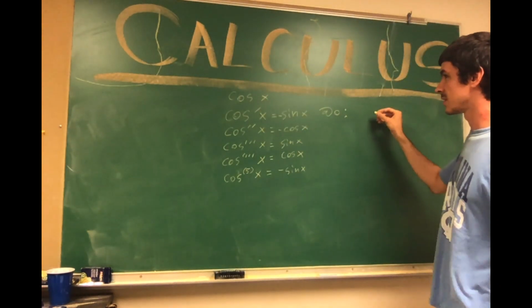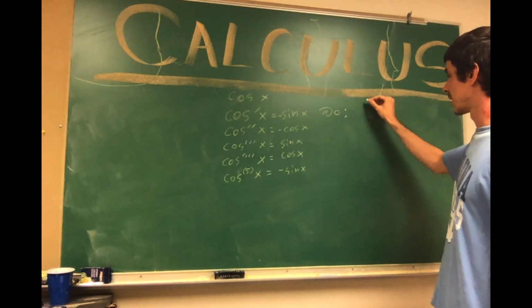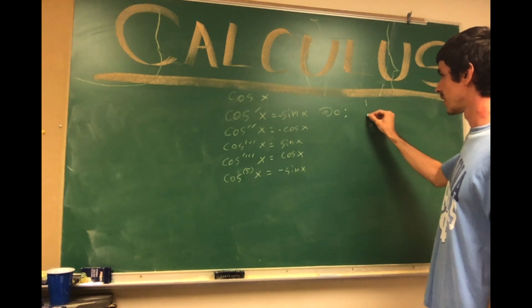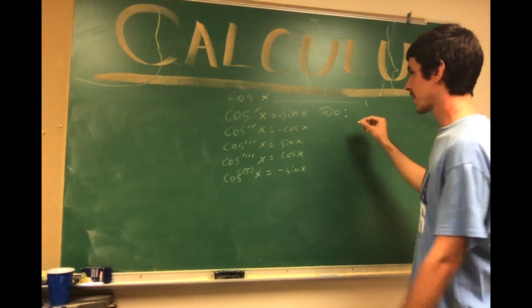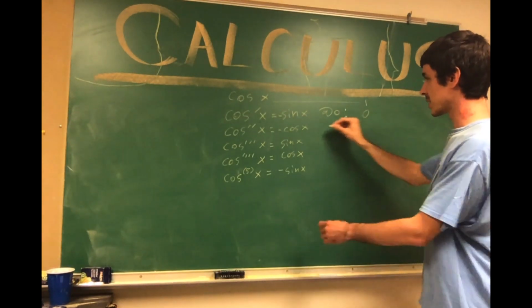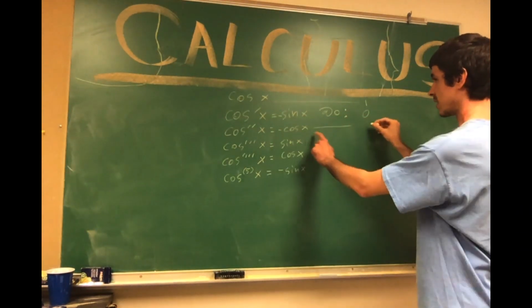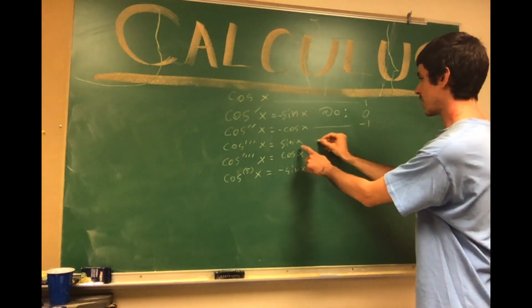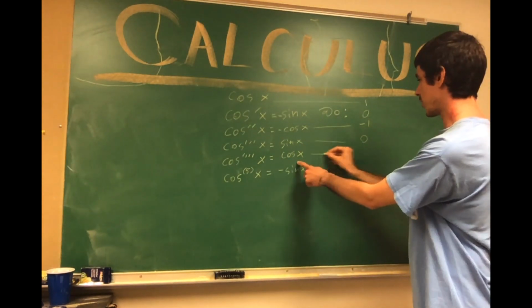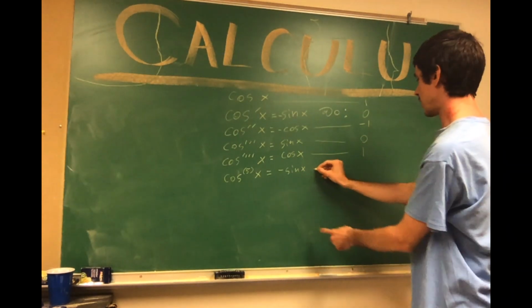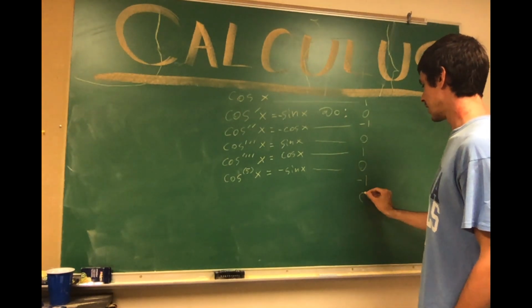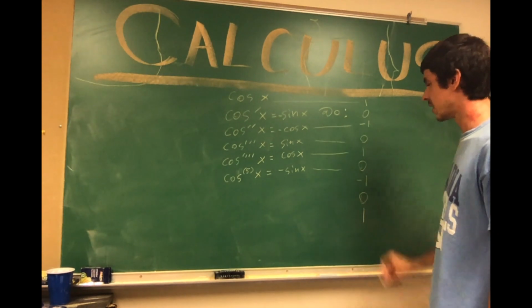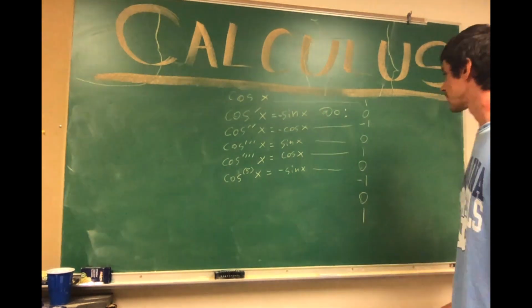So the pattern is going to be 1, cosine x, and then cosine prime of x will be negative sine, it'll just be 0, and then here second derivative will be negative 1, third derivative will be 0, fourth derivative will be 1, fifth derivative will be 0, sixth derivative will be negative 1, seventh derivative 0 and 1, and it'll just keep going in this pattern.